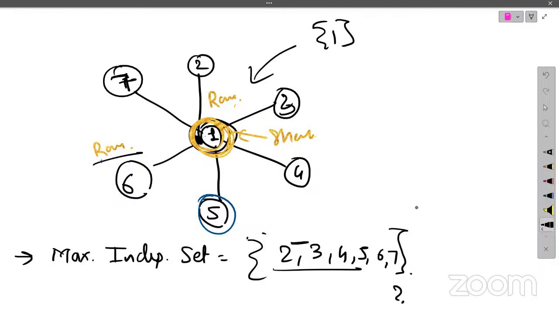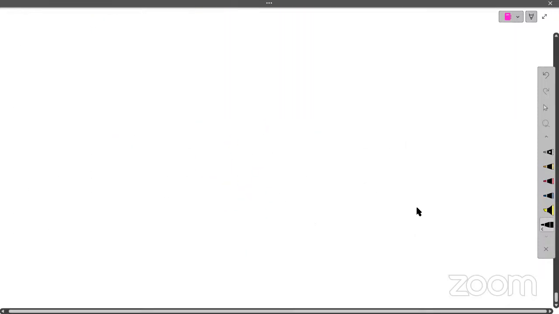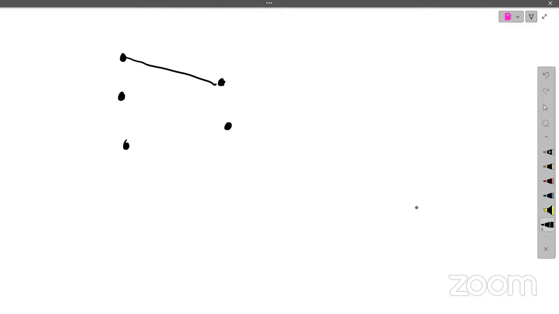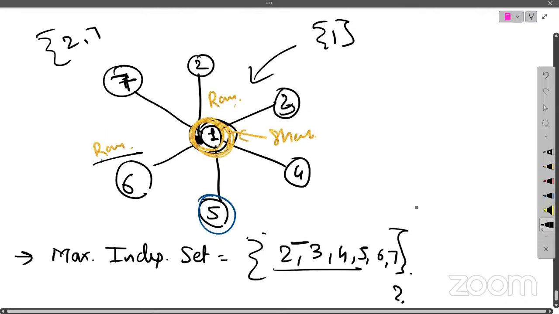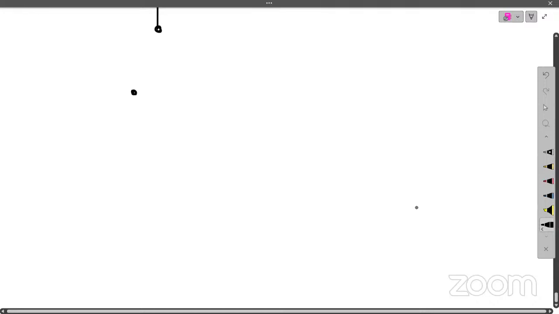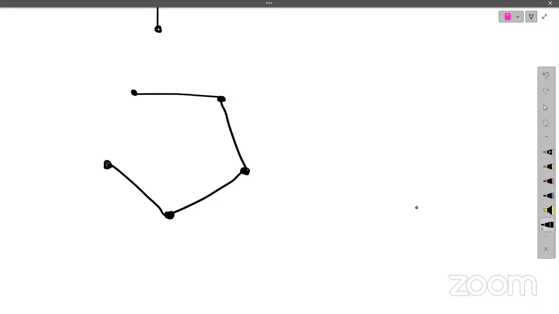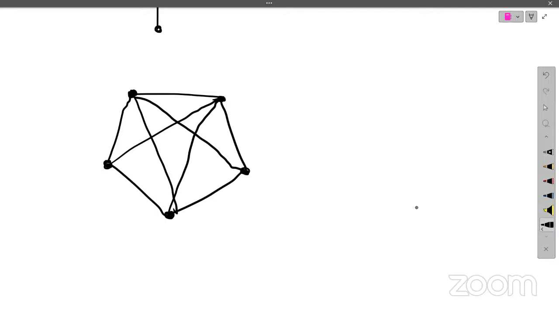Okay. So now let's take the problem where every vertex is connected to every other vertex. Suppose again I have 5 vertices, and these 5 vertices are connected to each other. Suppose we have a pentagon. So now here, what will be your maximal independent set, because every vertex is connected to every other vertex? I think only a single vertex. That's the point. Single set.